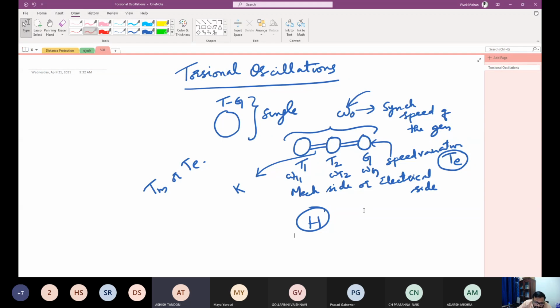Okay. Now, so basically we have two modes of oscillations possible. One can be oscillatory mode.